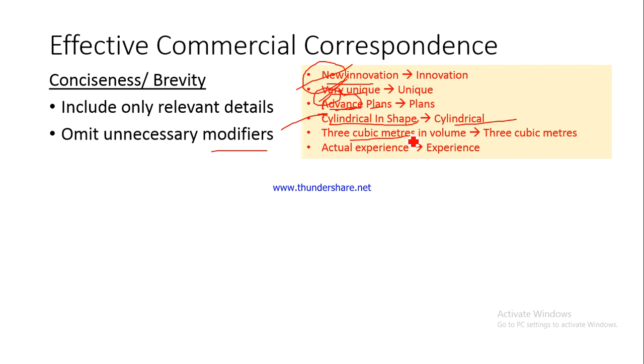3 cubic meters in volume. When you are saying cubic meters or meter cube, naturally it means that you are referring to volume. Meter square is you are referring to area. So why need to write all these things? Simply write 3 cubic meters. You don't need to write in volume.